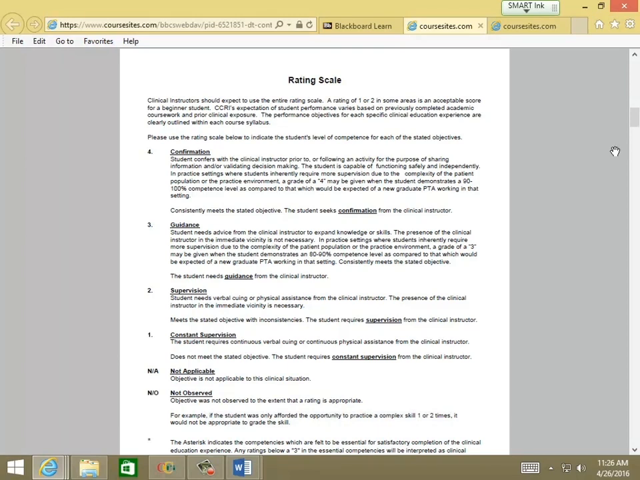That's confirmation. And basically confirmation means that the student is functioning safely, relatively independently, that they are making good decisions on their own, and that they're coming to you at the end of the experience or at the end of the patient treatment or intervention and saying, just wanted to give you some feedback, here's how it went, and have a little discussion about it after the fact. So if the student is essentially performing safely and independently, their score would be a 4, confirmation.